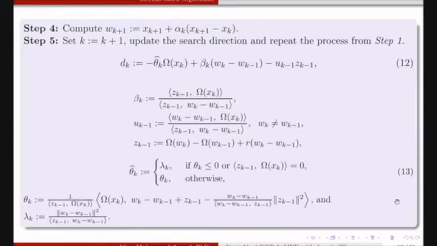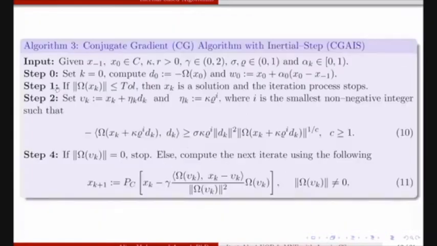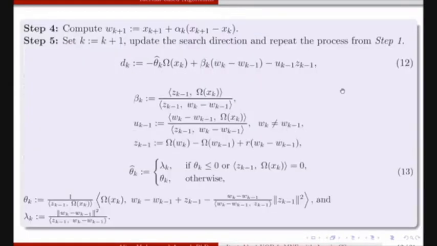So after computing all these parameters, we test the stopping tolerance again here in step 1. When it satisfies the tolerance, we say x k is the solution and the iteration will stop. Otherwise, we continue the process iteratively until the stopping criterion is satisfied.